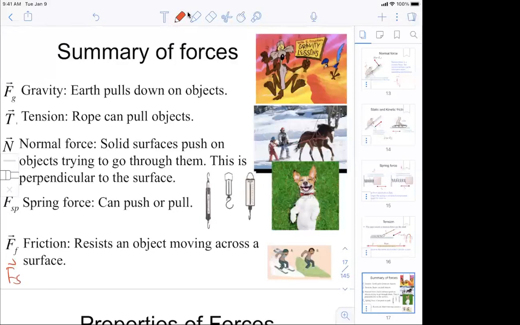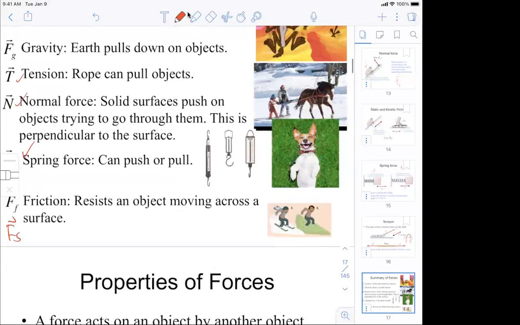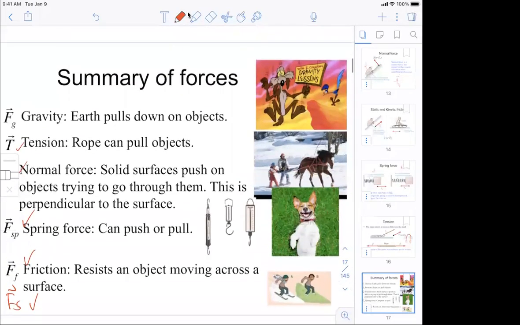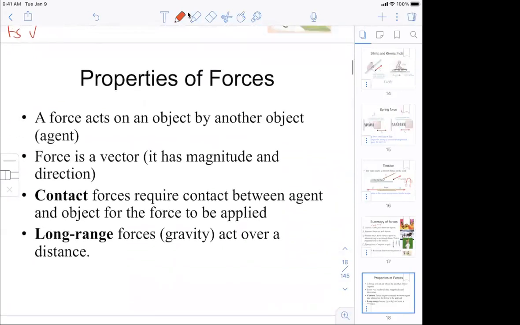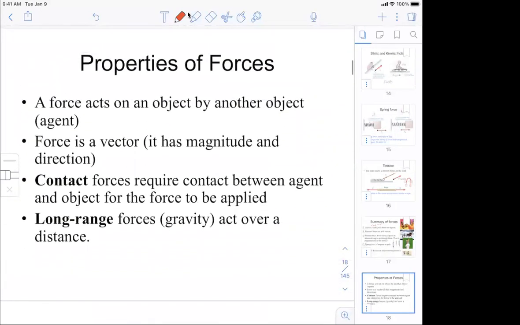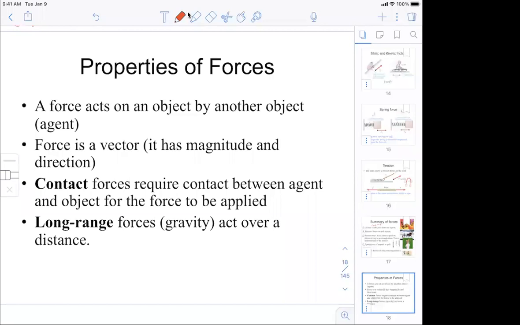You can see tension, normal force, spring force, and friction all require contact. If your rope doesn't touch an object, the force doesn't exist. If your spring doesn't touch an object, there's no force. If you don't touch a surface, there's not going to be friction. Only gravity can be long range, meaning that you don't have to touch the object. The Earth does not have to touch an object in order to exert this force. Okay, so that's a lot of me simply talking through these forces. I'm just going to say a little bit more so we can do our free body diagram together.